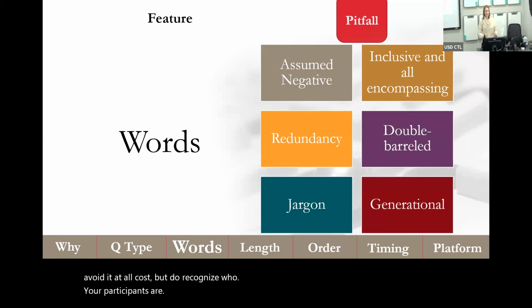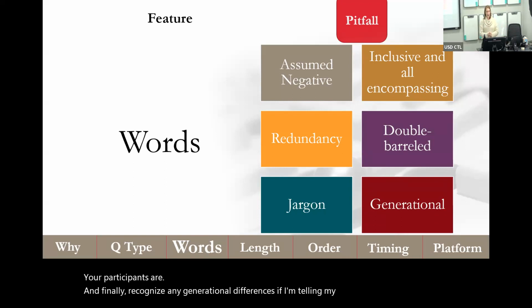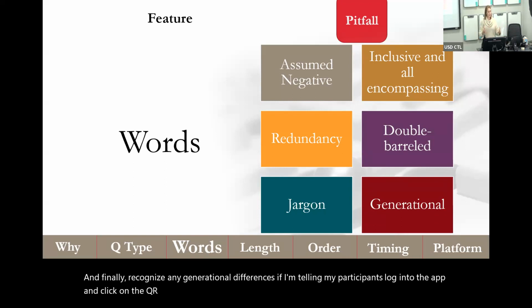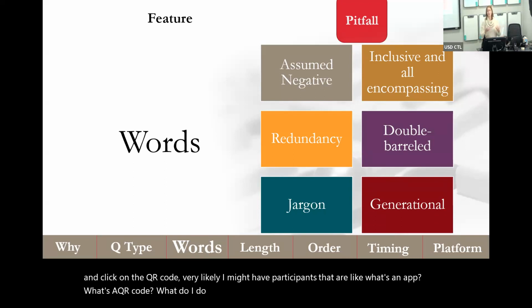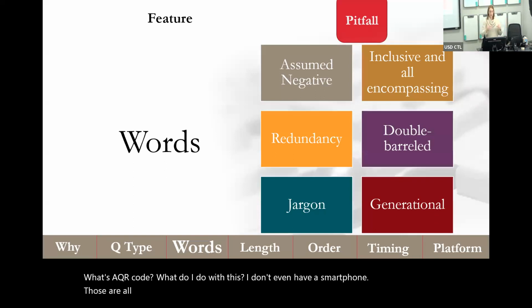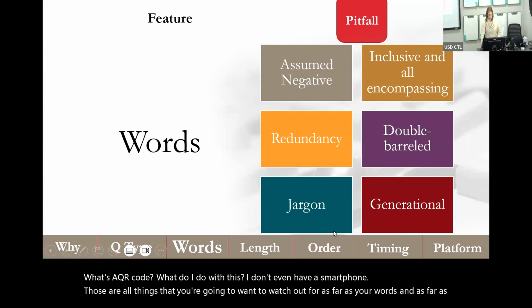And finally, recognize any generational differences. If I'm telling my participants, log into the app and click on the QR code, very likely I might have participants that are like, what's an app? What's a QR code? What do I do with this? I don't even have a smartphone. Those are all things that you're going to want to watch out for as far as your words and as far as how you're designing your survey.